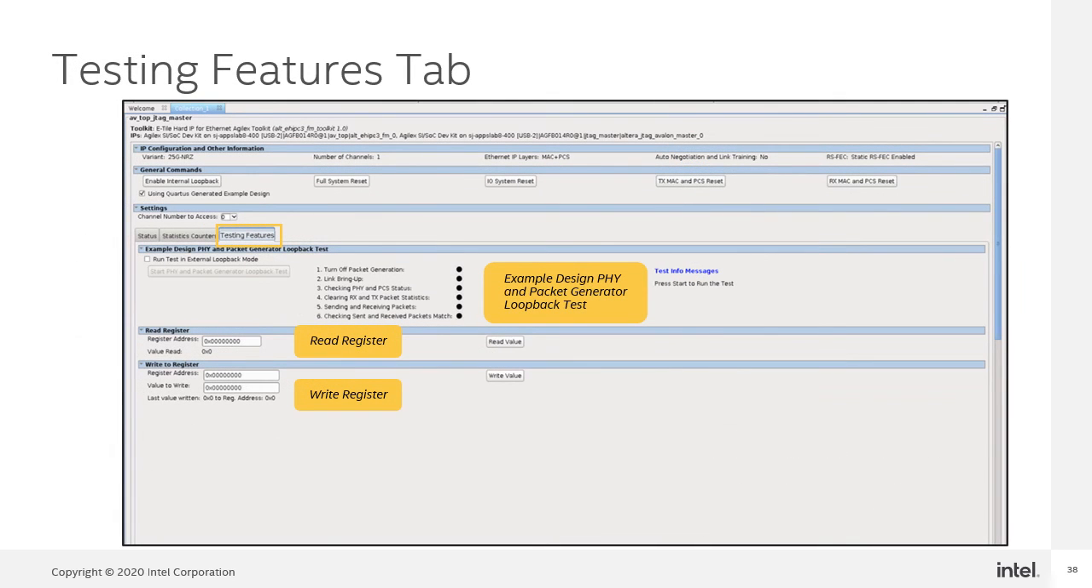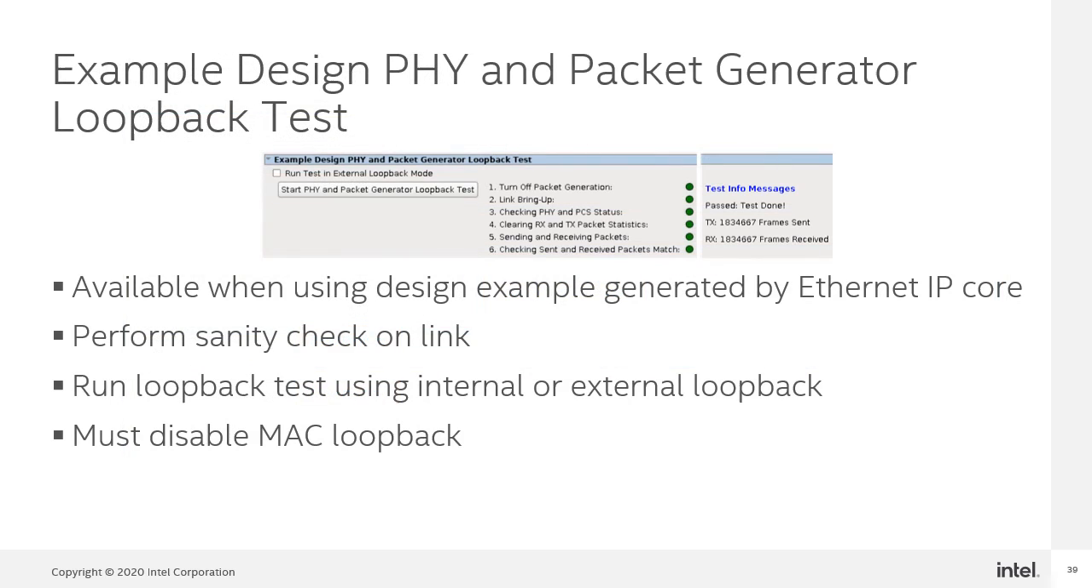The last tab in the UI is the Testing Features tab. On this tab are the Example Design PHY and Packet Generator Loopback Test, Read Register, and Write Register sections. The Example Design PHY and Packet Generator Loopback Test section requires the example design to be programmed into your hardware and the example design option enabled in the General Commands section. In this section, you can use the example design to run a predefined loopback test on your system and hardware. Use this test to perform a sanity check on your link.